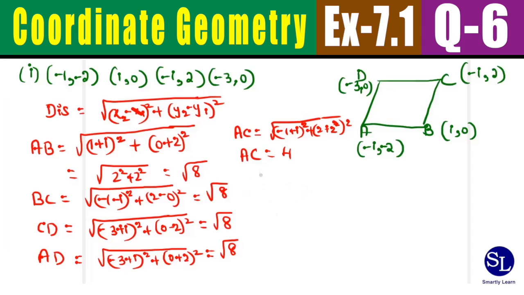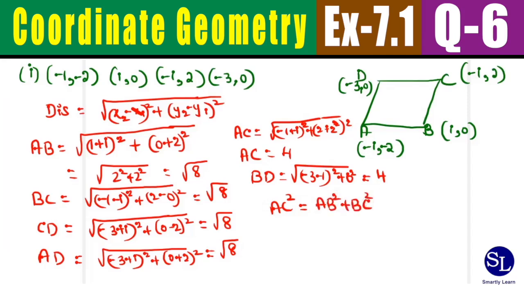Let's compute BD. So BD is going to be equal to root of (-3 minus 1) the whole square plus 0 square. So another 4 square, and on taking root, it is simply 4. Now let's apply the Pythagoras theorem. According to Pythagoras theorem, if AC square is equal to AB square plus BC square, then angle B will be 90 degrees. So let's test that.